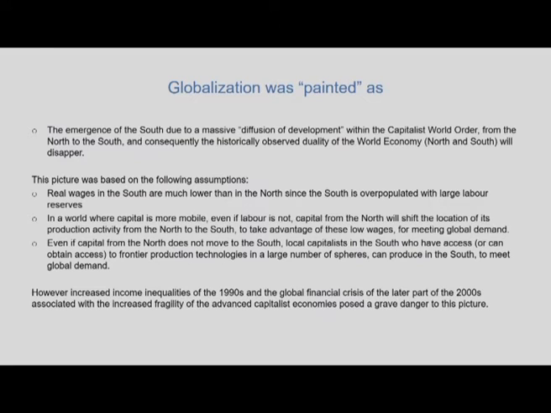And it had certain assumptions as well. The assumptions can be drawn from the structural characteristics of the developing countries themselves. One of the first assumptions was that real wages in the south are much lower than in the north, since the south is overpopulated with large labor reserves. This basically means that since developing countries of the world are overpopulated and they have low wage incomes, lack of institutional support systems, low infrastructural arrangements, and so on and so forth, they have low real wages, and it is important that these low real wages be taken advantage of by the global north.